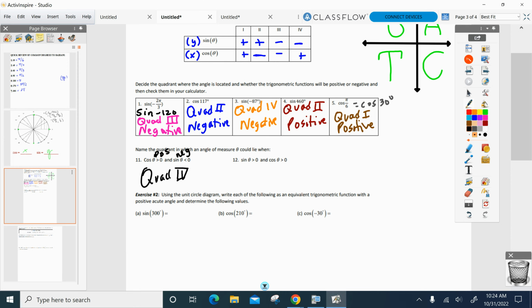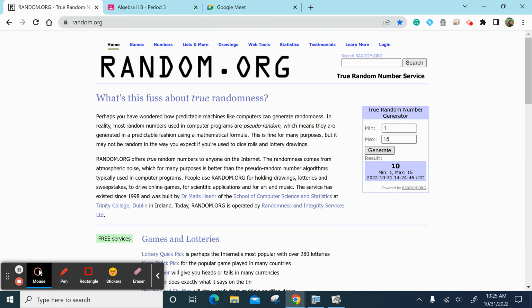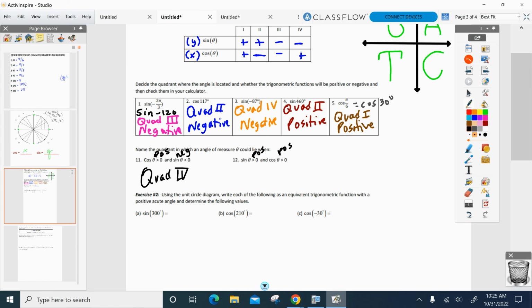Everyone all right? C for cosine, everything else negative. And then the next one: sine's positive and cosine positive, both at the same time. Quad 1. It only happens in one quadrant. Every other time, it might be negative.